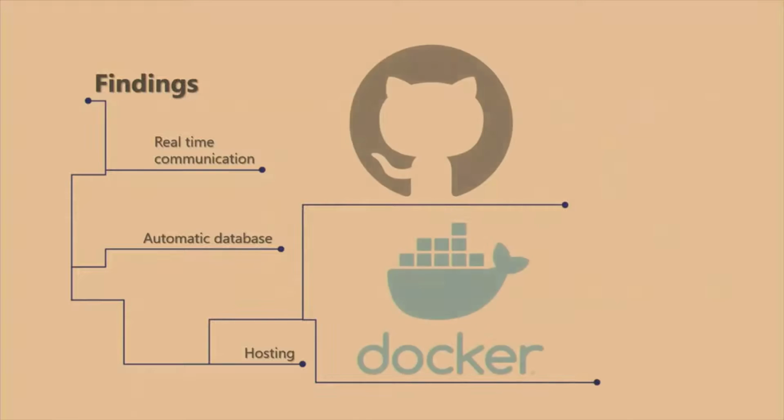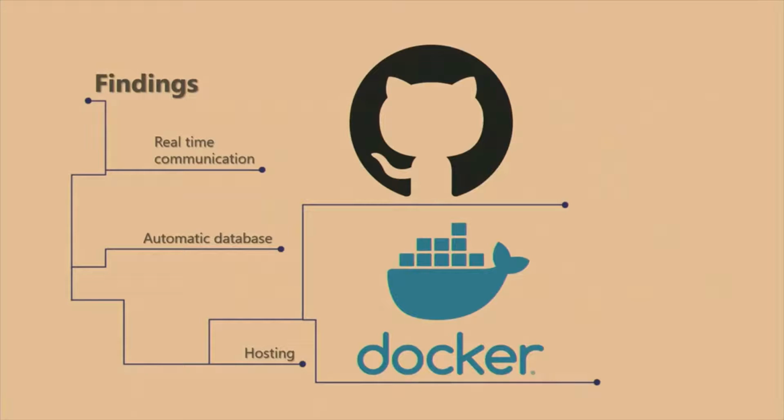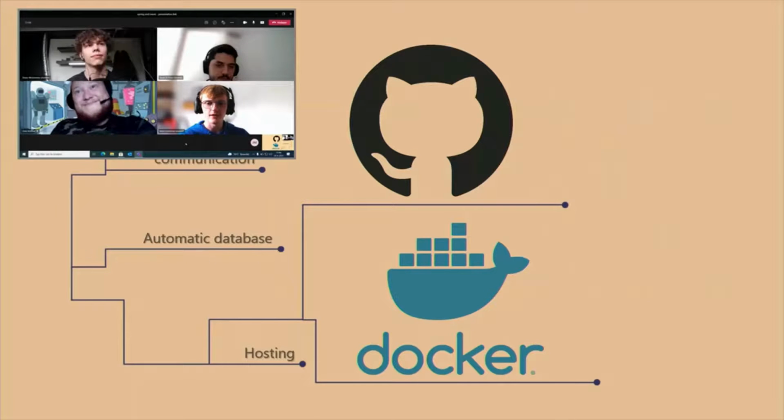And on to the last, which is the hosting. We tried using GitHub Actions in unison with Docker to make sure that when new code gets pushed to the GitHub repository, it will automatically be pushed onto the server and run inside a container. So there's little to no manual labor that has to be done to make the server run.